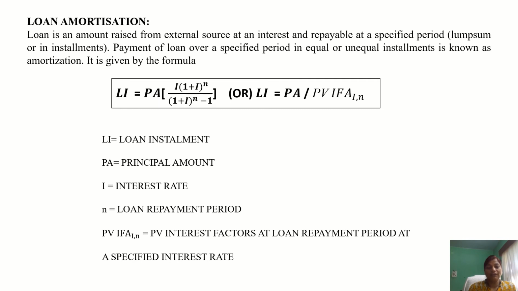Here we have the formula LI is equal to PA into I into (1 plus I) whole power n divided by (1 plus I) whole power n minus 1, or it can be given as LI is equal to PA divided by PVIFA(I, n). This is the present value interest factor at interest I for period n. LI is the loan installment, PA is the principal amount, I is the interest rate, and n is the loan repayment period.